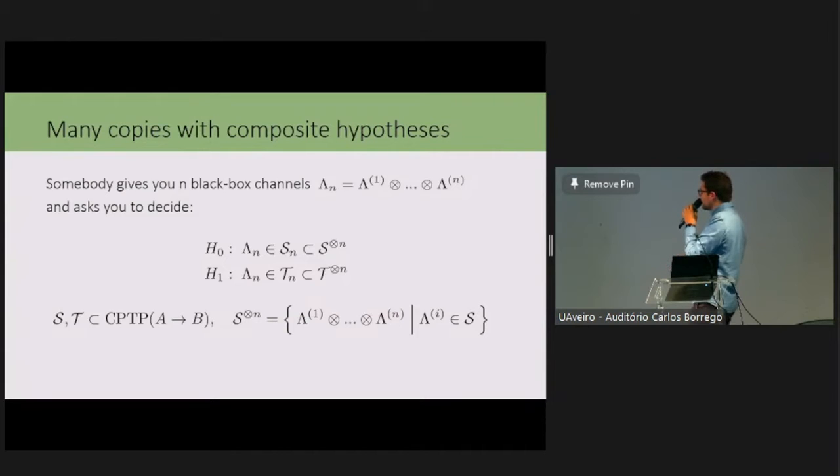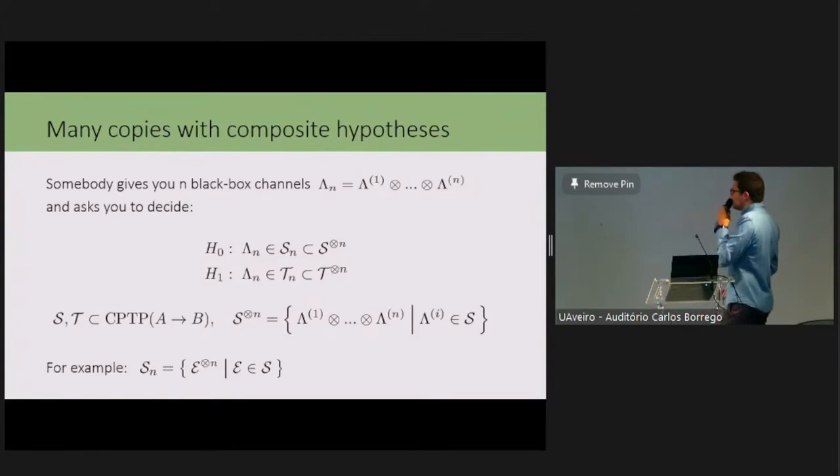These Sn, though, I can still specify. They don't have to be S tensor n. They could be, in which case I look at the hypothesis testing problem where I get a different channel from S every single time. But you could also look at the problem where you get the same one every time. In this case, you would choose the Sn's like that. This is a very, very general setup to study this composite problem in a many copy setting. And this is the setup we want to consider and where we want to prove some results.